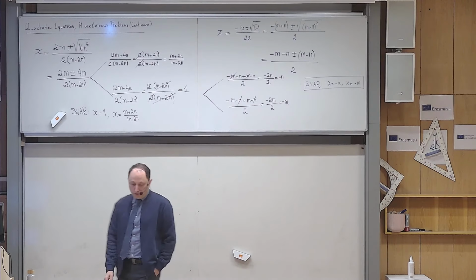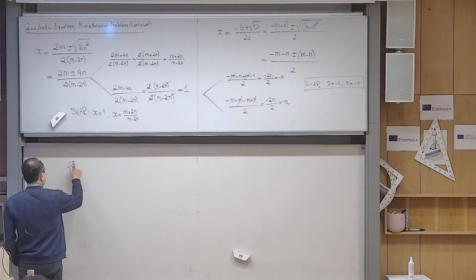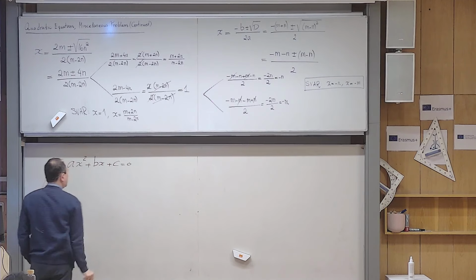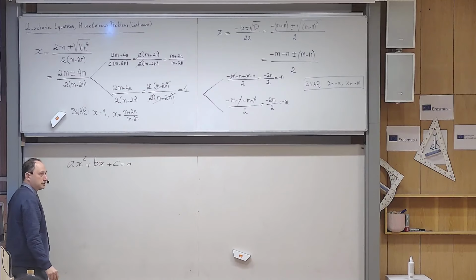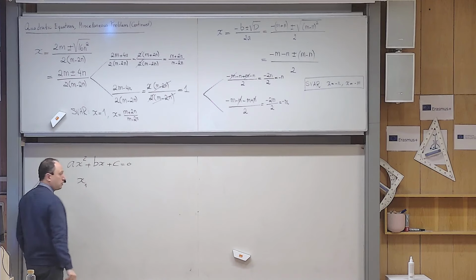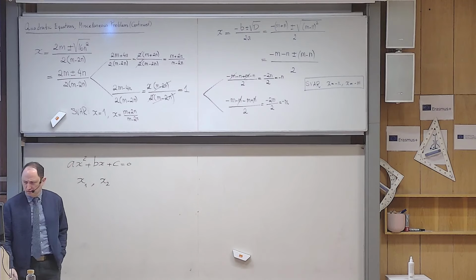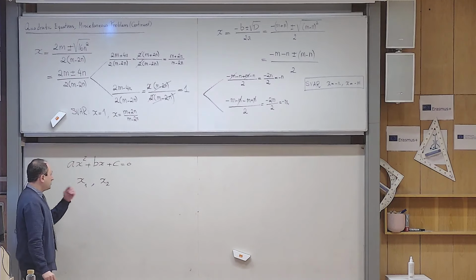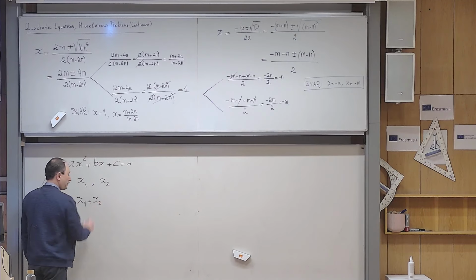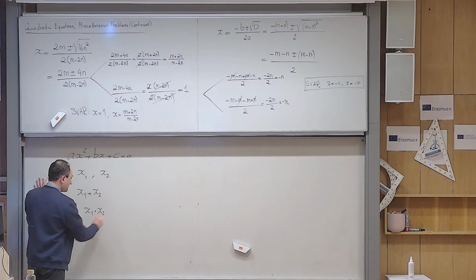Okay, and this is what I want to talk about. Let us say that I have a quadratic equation. And this quadratic equation has two solutions. I haven't solved them, but let us say one of them is called x1 and the other one is called x2. My question is: what is x1 plus x2, and what is x1 multiplied by x2?